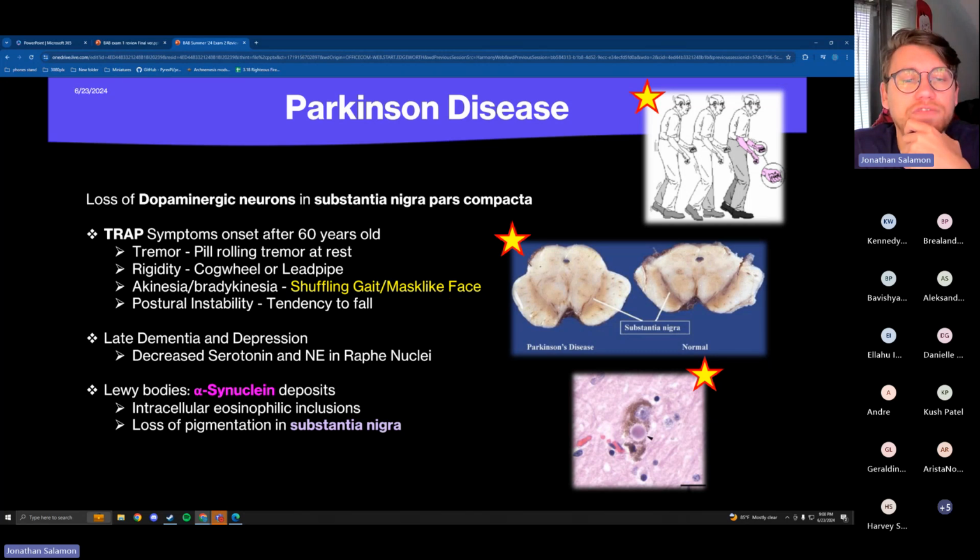Parkinson's disease, you'll have your shuffling gait, mask-like facies, dead giveaways, cogwheel and lead pipe rigidity, dead giveaways. Alpha-synuclein deposits, right? Lewy bodies. Just because you have Lewy bodies does not mean you have Lewy body dementia. You will see Lewy bodies in regular Parkinson's patients.